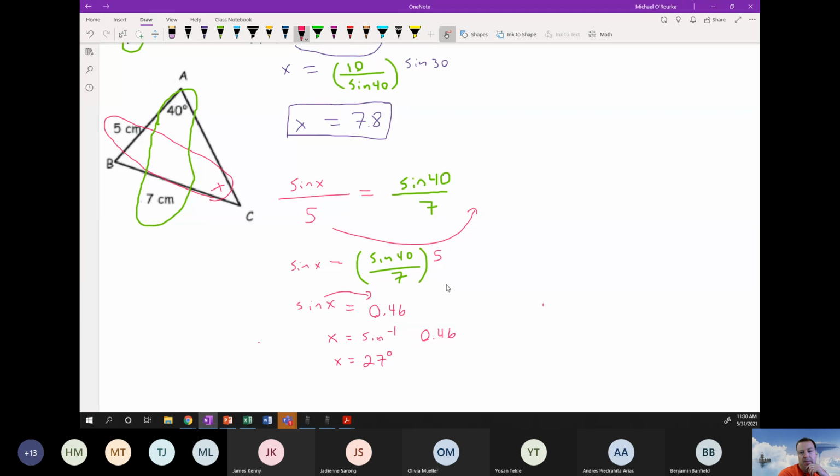Now for Mia, why sine negative 1? Well, because if we have sine x equals 0.46, right? We move this over, we divide both things by sine. So x equals 0.46 divided by sine. And if you remember back to exponents a long time ago, that's to the exponent 1. But if we ever want to switch, if it's on the bottom, take it to the top, we have to make it negative. So sine to the negative 1 equals 0.46.